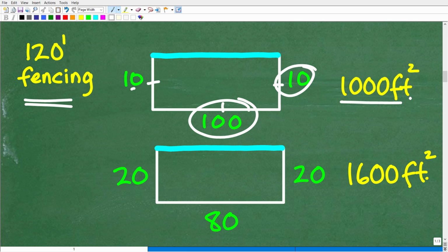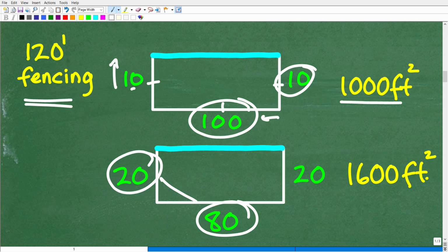That seems pretty good, but can we do better? Well, maybe let's increase the width and decrease the length. So let's say we have 20 by 80. Well, 20 by 80, if we get the area there, we're going to have 1,600 square feet. So definitely better. So again, there is a specific configuration where we have the maximum amount of area. So what are these numbers? What is the best width and length to max out the area here?